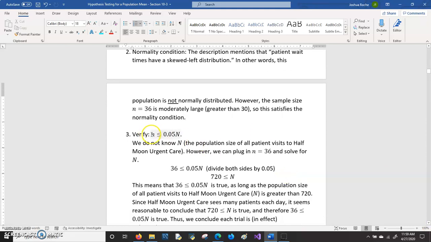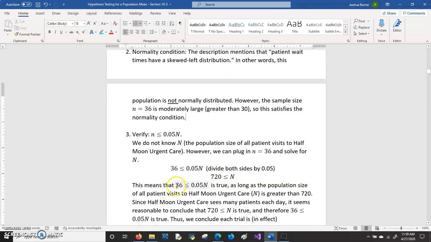The third requirement is checking to see that the sample size is less than 5% of the population size. We don't know the population size of all patients who visit Half Moon Urgent Care, but we could plug in 36 for the sample size and then solve for capital N. So I'll put in 36 for sample size, solve for capital N, divide both sides by 0.05, and then we end up with this, that 720 is less than or equal to N.